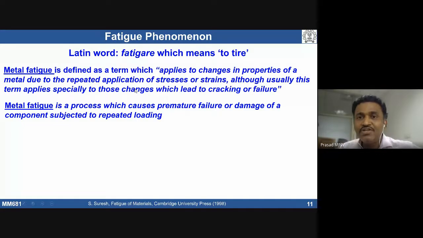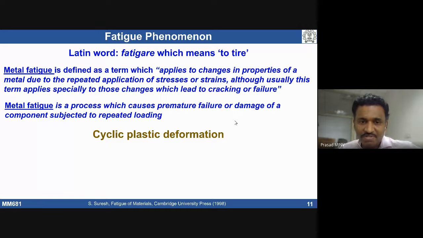It should involve cyclic activity, that means a change in stress magnitude or strain magnitude that can lead to premature failure of a material. The fatigue phenomenon involves a significant amount of plastic deformation under cyclic loading conditions, under cyclic strain conditions, under cyclic stress conditions. We do see the material can undergo plastic deformation, and that deformation is called cyclic plastic deformation.